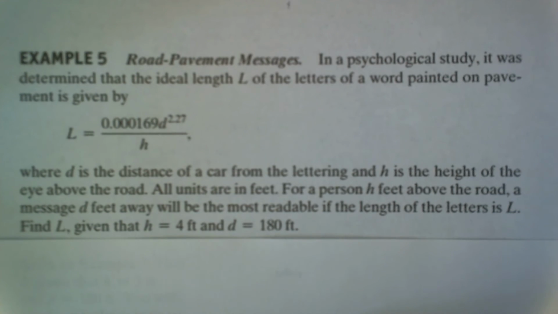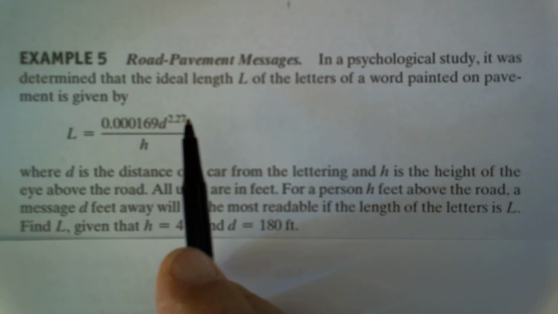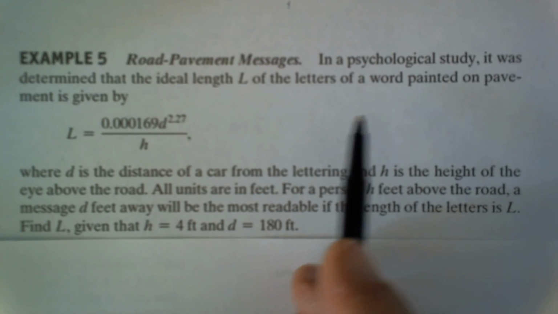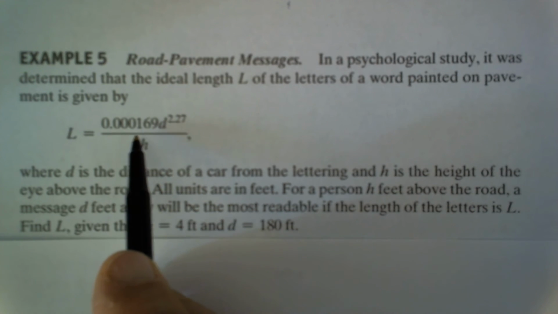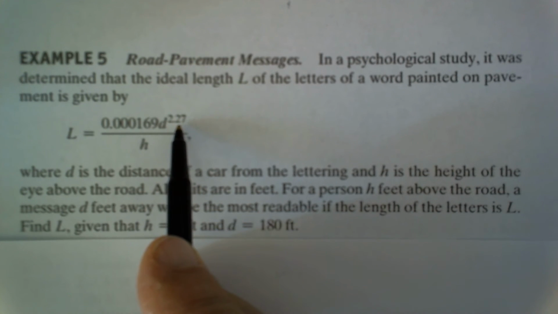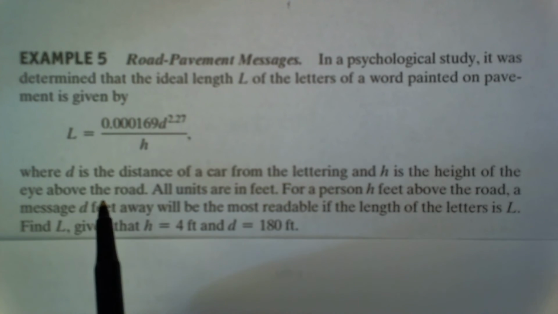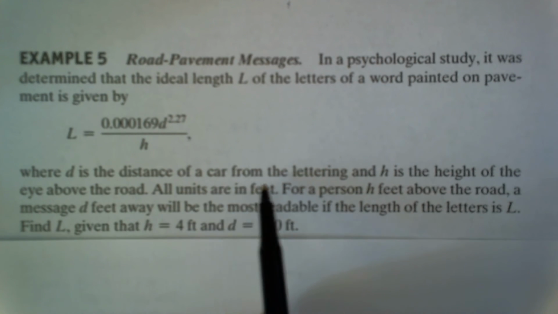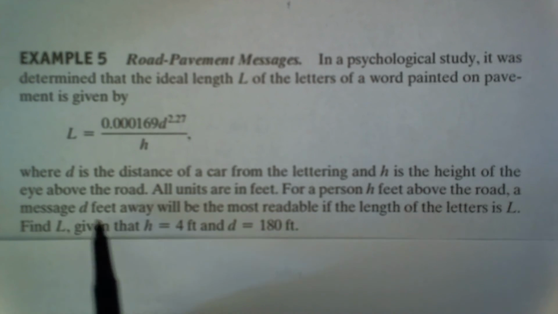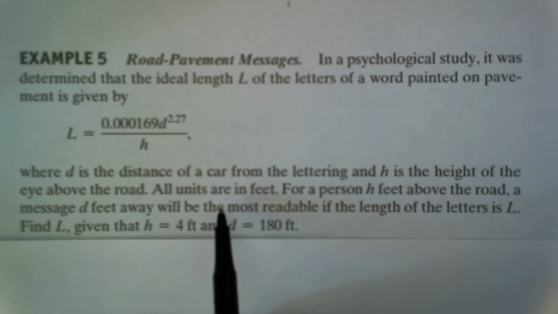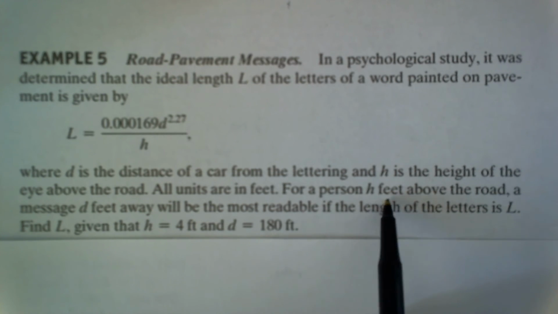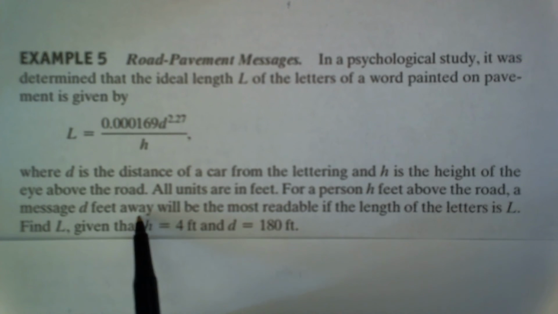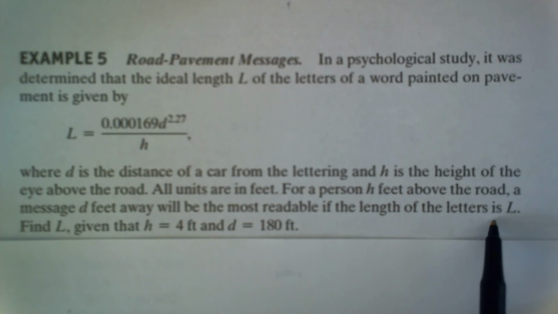You've probably seen letters painted on a road for messages. And they found out in a psychological study that the ideal length of the letters of a word painted on a pavement is given by this expression. L equals 0.000169 d to the 2.27th power divided by h, where d is the distance of a car from the lettering and h is the height of the eye above the road. And all units are in feet. It turns out for a person h feet above the road, a message d feet away will be the most readable if the length of the letter is L.